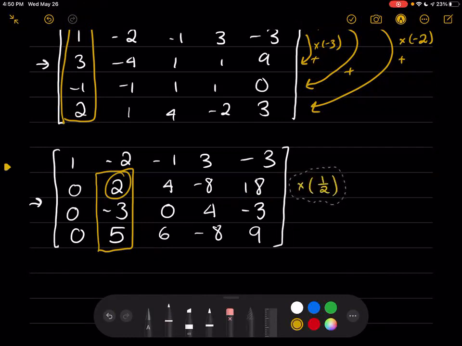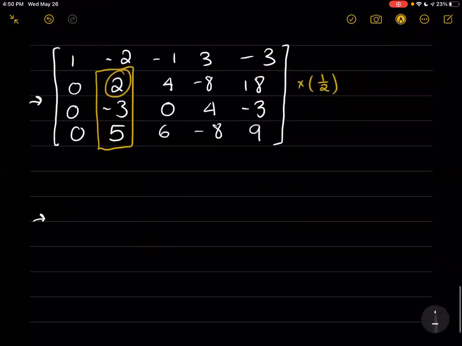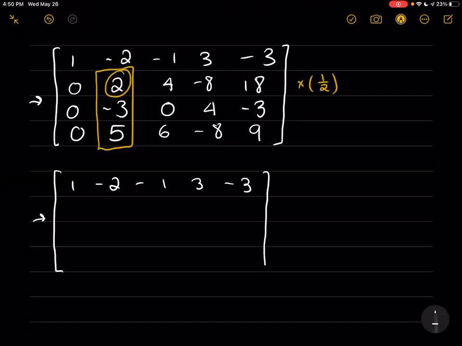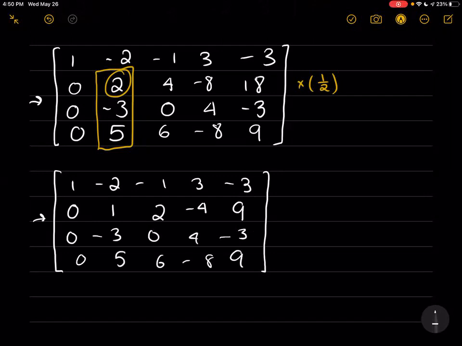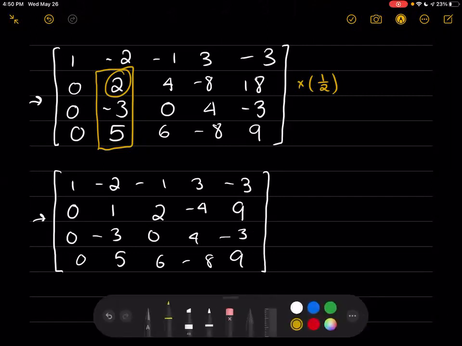And when we do that, top row stays the same. We get 0, and then we get 1, 2, -8 divided by 2 is going to be -4, and then 18 divided by 2 is 9. And then the other 2 rows stay the same. Okay. So now we've got that 1 there. We can really start to work with it.